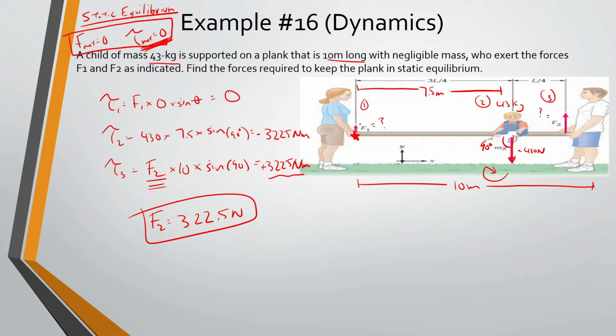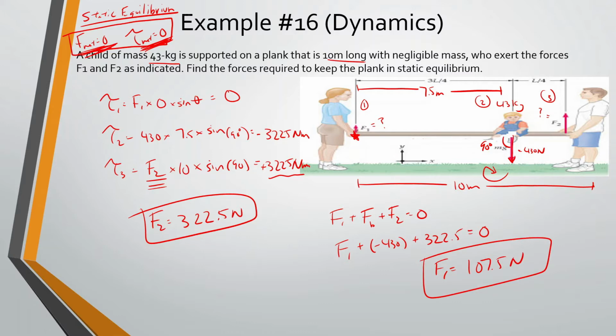Now, for this lady, we don't know what this force is still, but remember, we know that the net force is equal to 0. So F1 plus F baby plus F2 should all equal 0. So F1 we don't know. The force of the baby is negative 430 because it's going down, plus F2 is 322.5. So we now know that F1 is going to be equal to 430 minus 322.5, which is 107.5 newtons. And it should make sense. Since she's further away from where most of the weight is, that means it's going to be easier for her to lift than this person here.